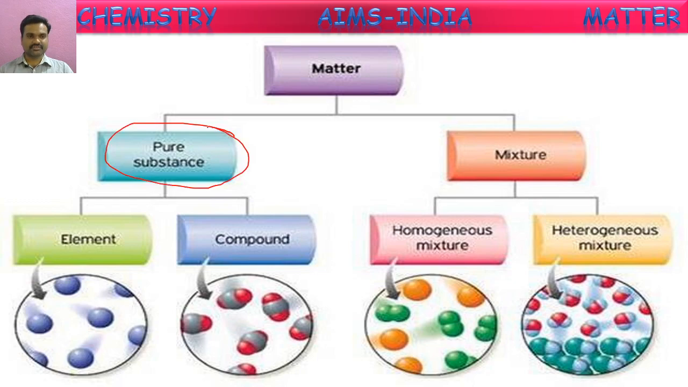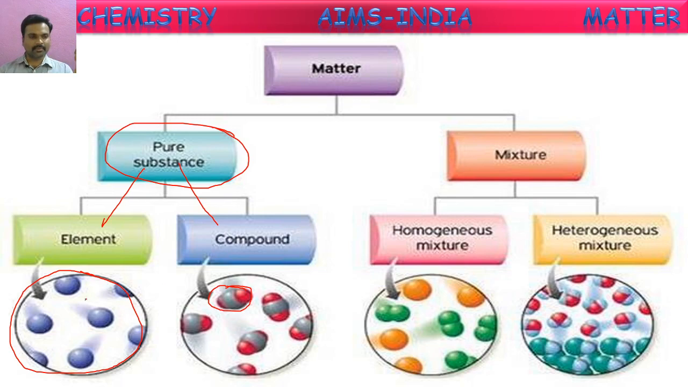Pure substances contain only one kind of composition, only one kind of particles in them. They are called pure substances. They are categorized into two types again, elements and compounds. Elements contain only one kind of atoms in them. Compounds contain molecules which are made up of more than one kind of atoms. Different kinds of atoms are there in its molecules. So only one kind of molecules will be in the compounds, but these compound molecules are made up of more than one kind of atoms.